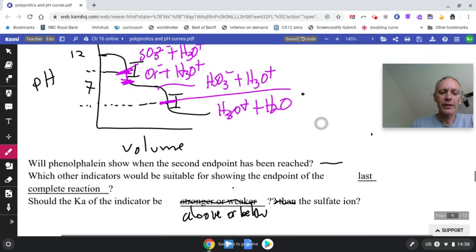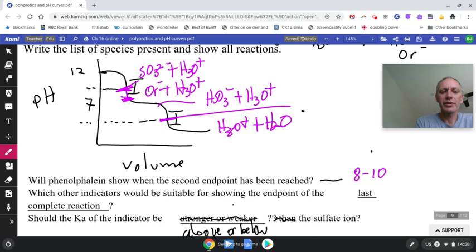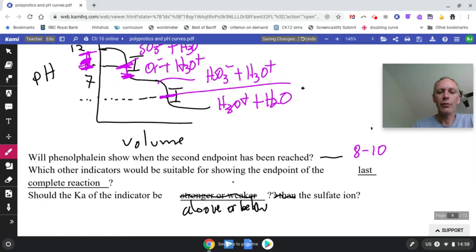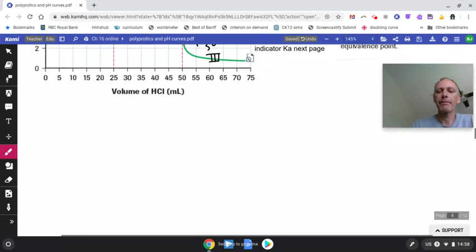Will phenolphthalein show when the second endpoint has been reached? Phenolphthalein changes from like 8 to 10 for a pH. Would it show the second one? No way. It's going to be up in this region somewhere. Phenolphthalein's a dud. If you want to show the second one, you need an indicator that is above the sulfate ion. So let's just go look at that again.